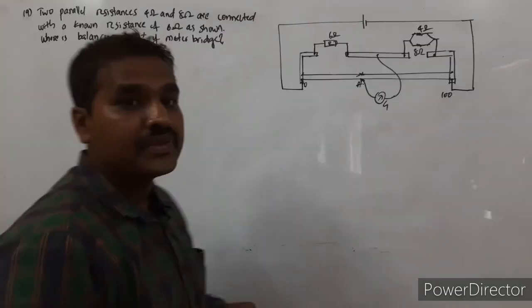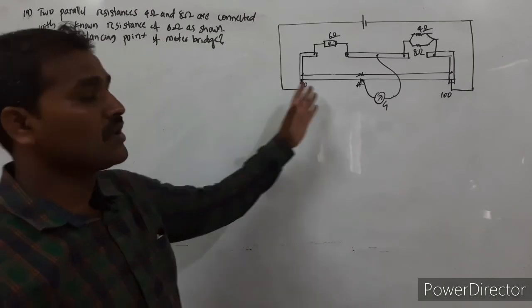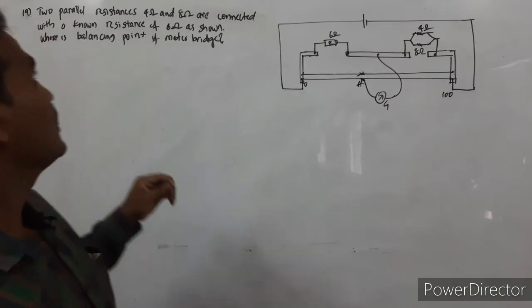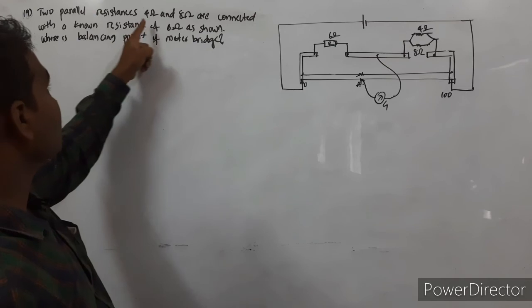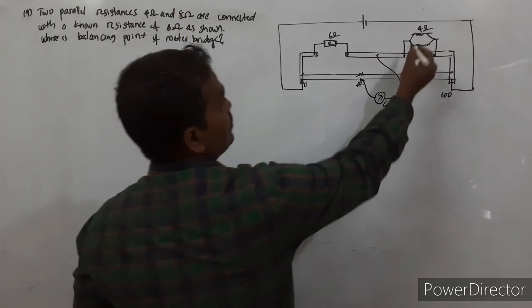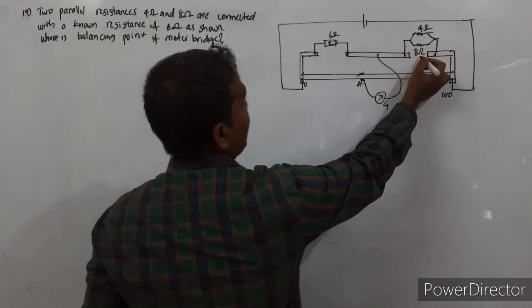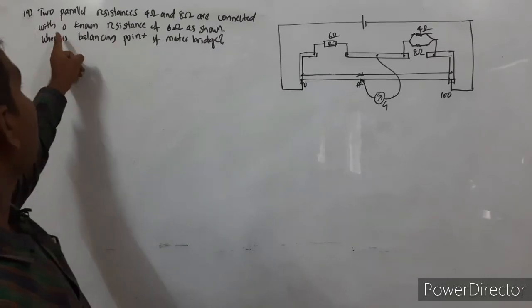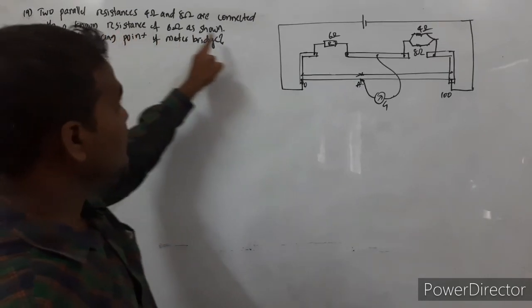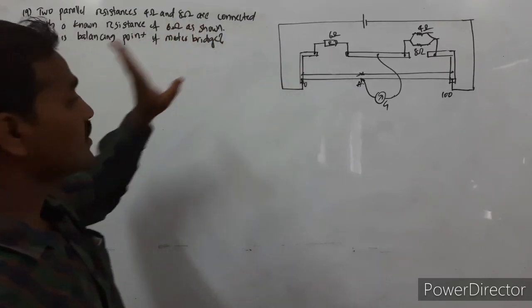Yes. Next we have a problem on a meter bridge. Yes, look at the problem given. Two parallel resistors, 4 ohm and 8 ohm, are connected with a known resistance of 6 ohm as shown in the figure.